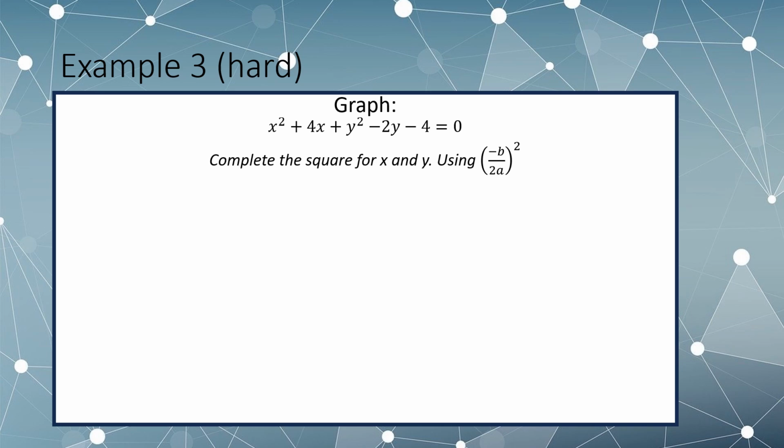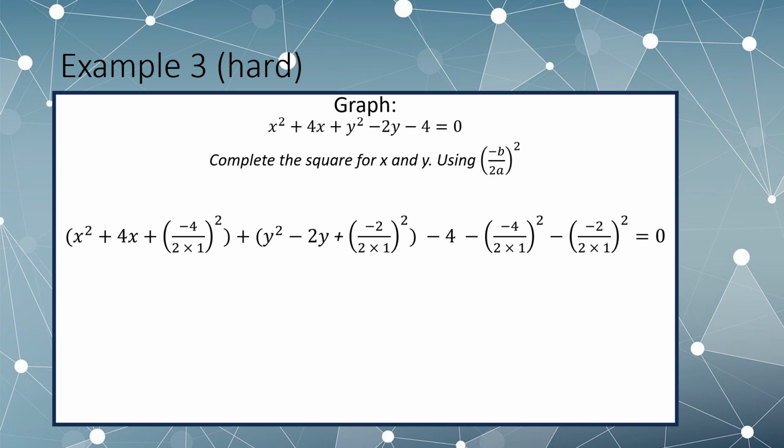So our first pair is the x squared plus 4x, and our second pair is the y squared take 2y. So for x squared plus 4x, our negative b on 2a is going to be negative 4 over 2 times 1 squared. Now, you'll see I have plus that in the brackets here on the left and also subtracted it on the right because that's what you have to do when completing the square. So we have x squared plus 4x plus negative 4 over 2 times 1 squared plus, and we're going to do the same for our y pairing.